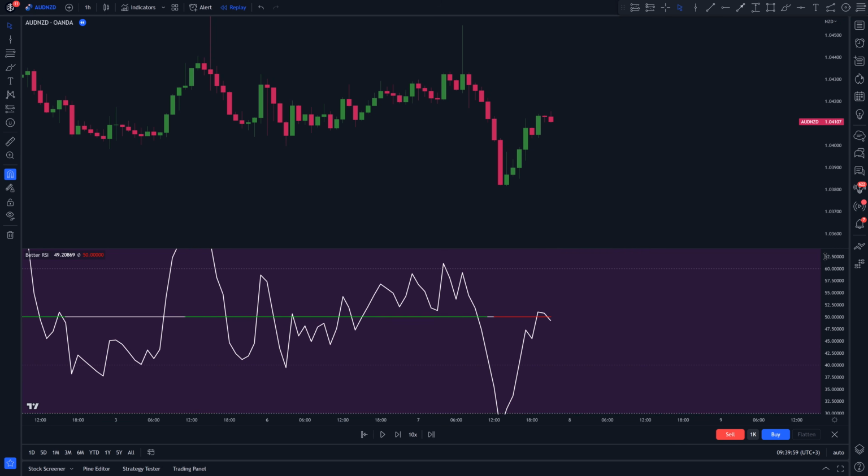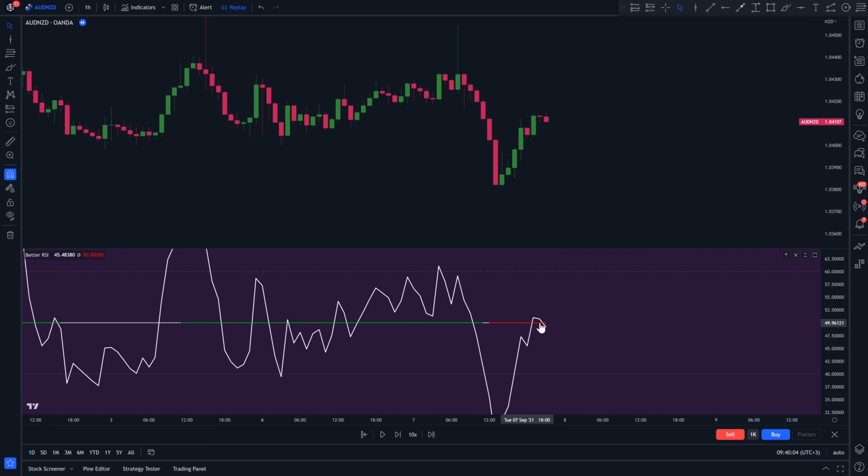For short trades, it's just the opposite. The middle line of the RSI indicator should be colored red to indicate that the market is in a bearish cycle. Next, this white RSI line should cross below the 50 line.